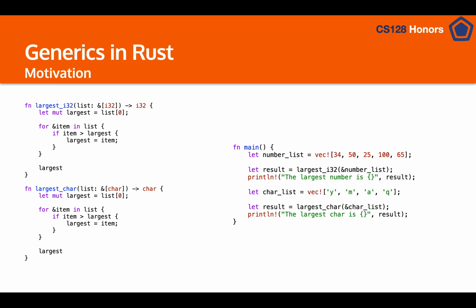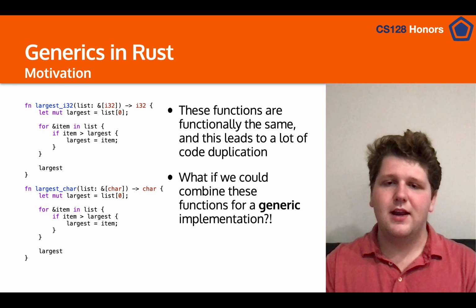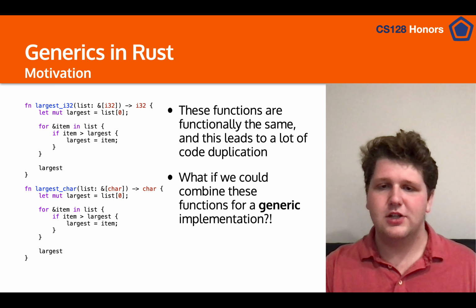Now you might notice on the left-hand side there that the code between the two is very similar, right? We have the same lines of largest is equal to list[0], for item in list, and so on, and they're the exact same code on the inside. The only difference is the types that we're using. And so this is obviously really inefficient, and let's talk about why. These functions are functionally the same, and it leads to a lot of code duplication, right?